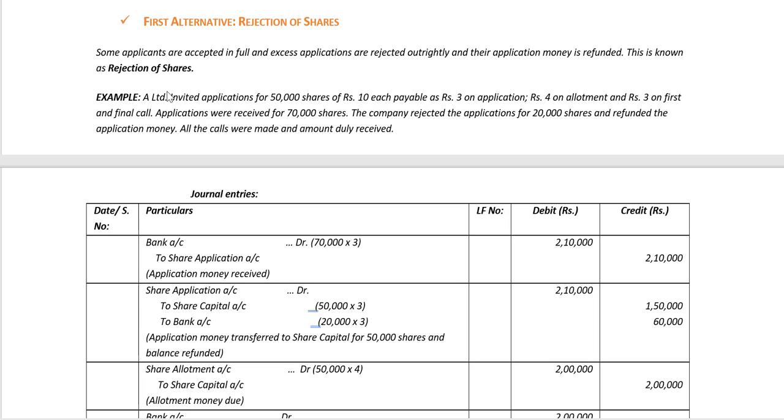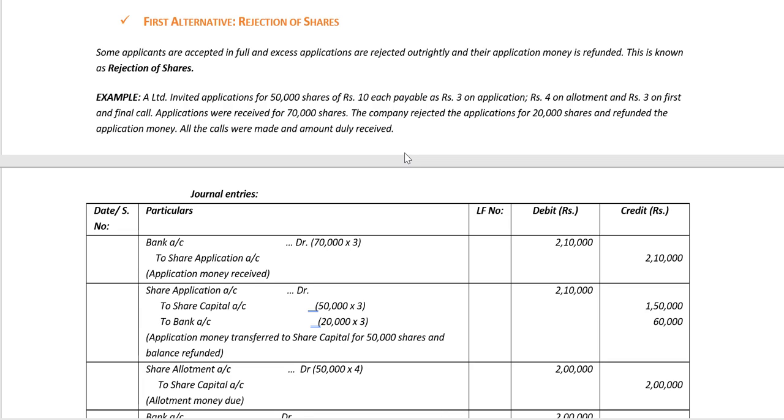We understand this by means of an example. Let's say A Limited invited applications for 50,000 shares of rupees 10 each, payable as rupees 3 on application, rupees 4 on allotment and rupees 3 on first and final call. Applications were received for 70,000 shares. The company rejected the applications for 20,000 shares and refunded the application money. All the calls were made and the amount was duly received.